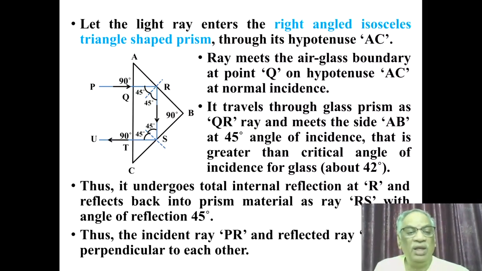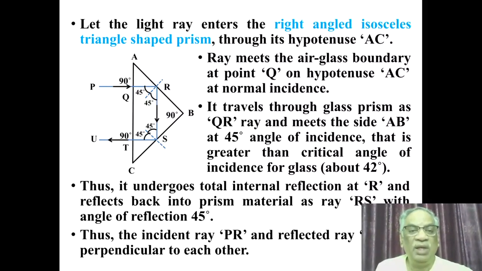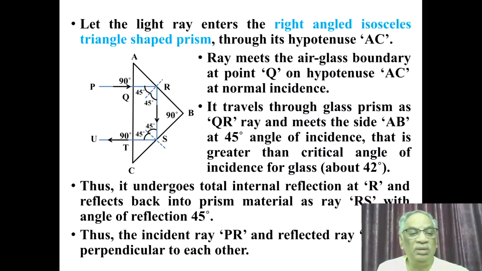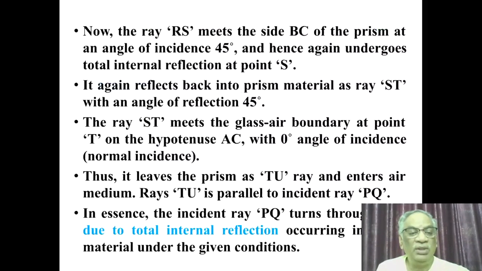Because the angle of incidence for the ray PQR is 45 degrees, which is more than the critical angle of incidence for the prism material, that is 42 degrees, at the point R the ray PQR also undergoes total internal reflection so that it reflects back into the prism material with an angle of reflection of 45 degrees. The ray proceeds in the prism material as ray RS till it meets the glass-air boundary surface BC. At the point S, it meets the side BC at a 45 degree angle of incidence, which is again more than 42 degrees, the critical value.